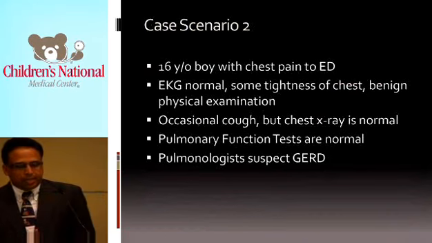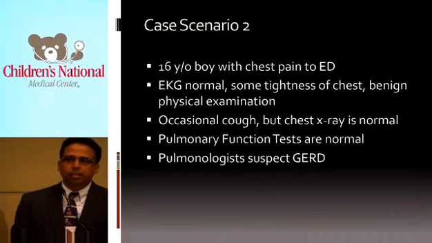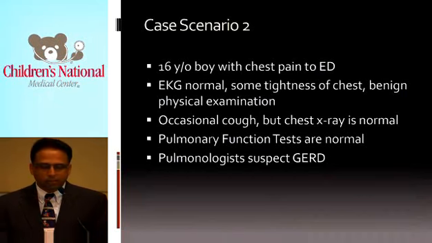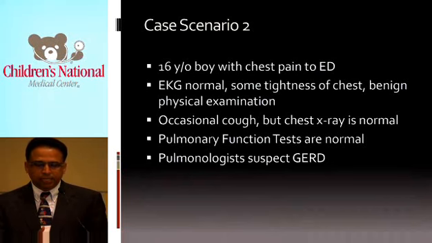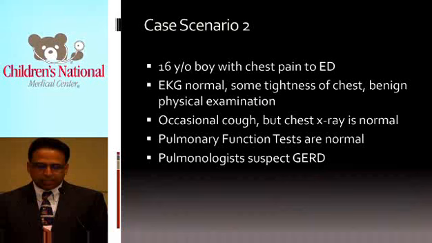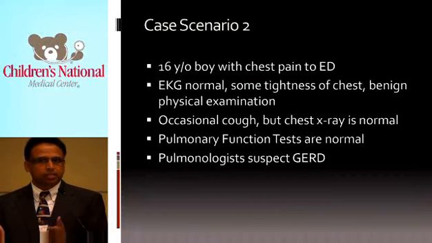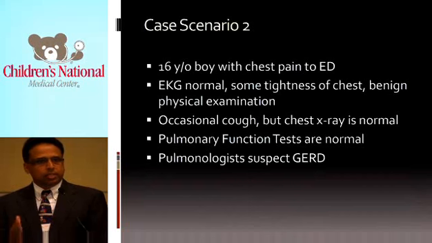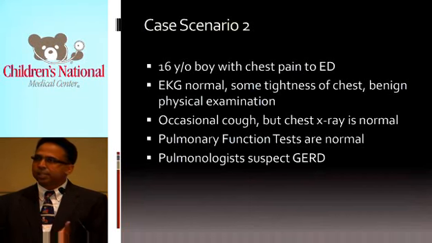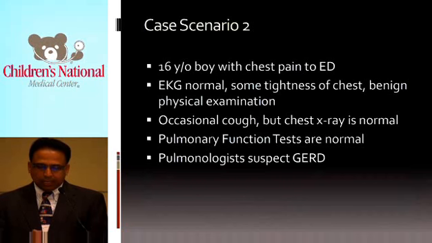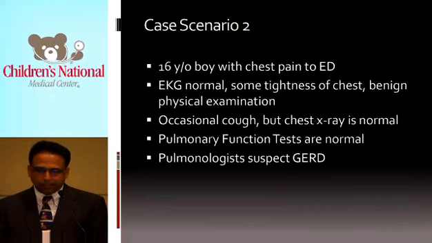Another case scenario, on the other hand: you see a 16-year-old boy, typically seen in the emergency department, presenting with chest pain. You've done an EKG, you've seen there's some history of tightness of the chest, you've done a physical examination, which is totally benign. The adolescent might have some occasional cough, but the chest x-ray came back as normal. You send them to a pulmonologist, they did a pulmonary function test, and that was normal as well. So they suspect this is reflux disease because of chest pain.